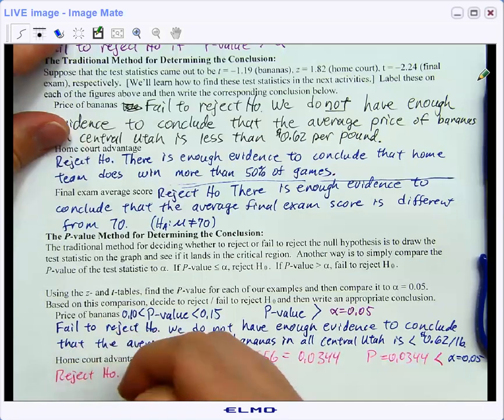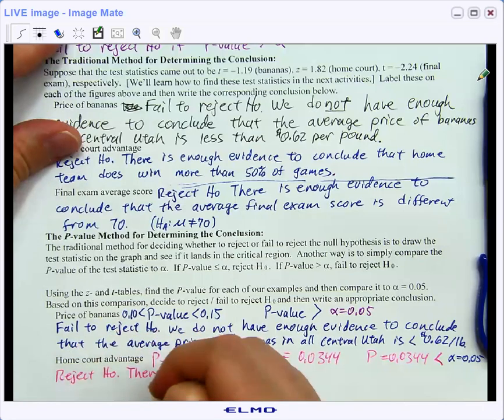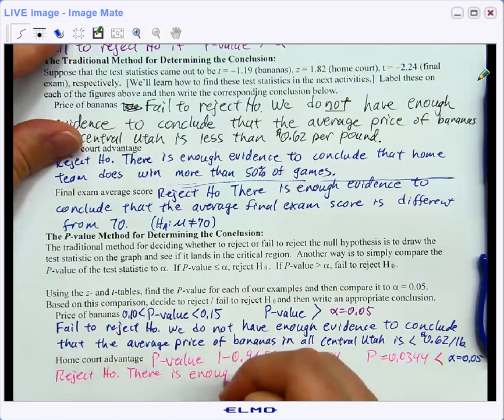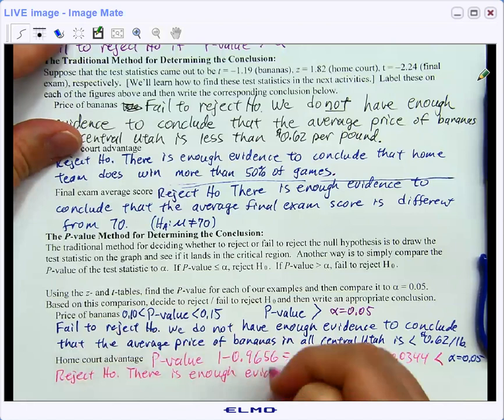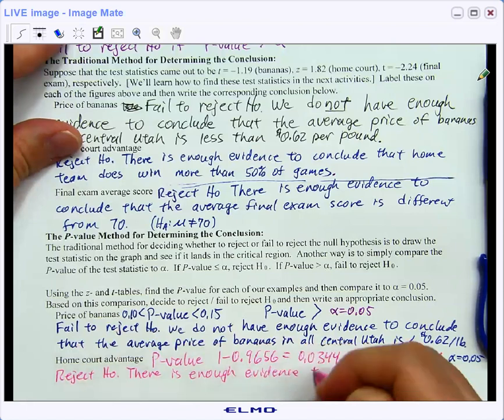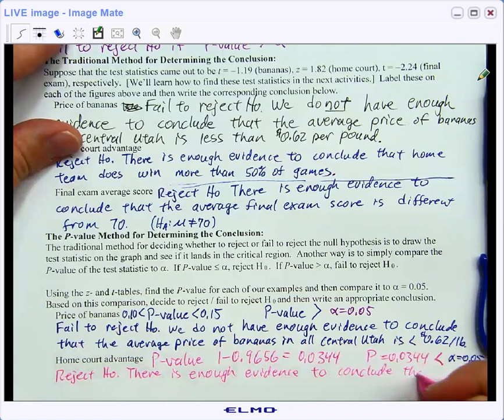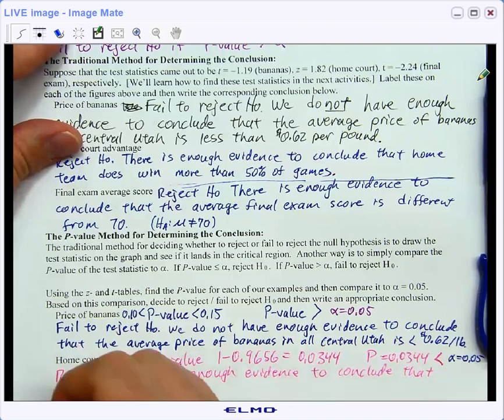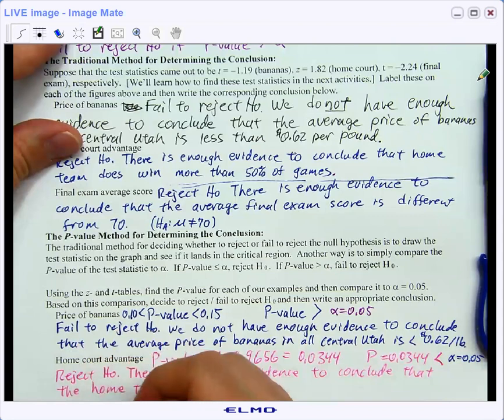And therefore conclude that there is enough evidence to conclude that the home team wins more than 50% of games.